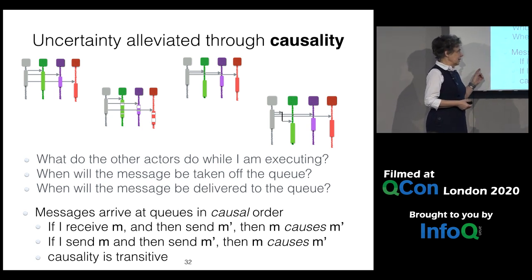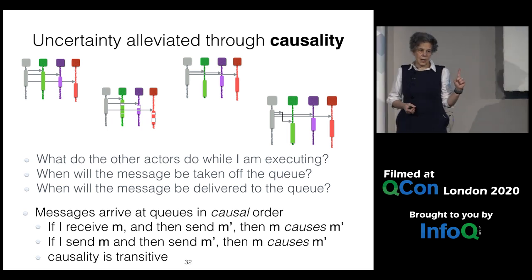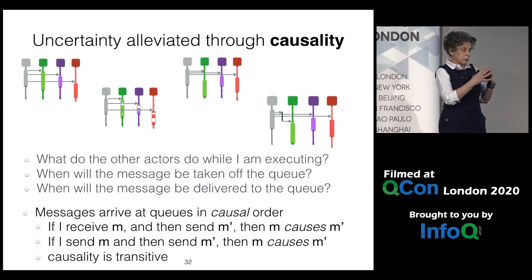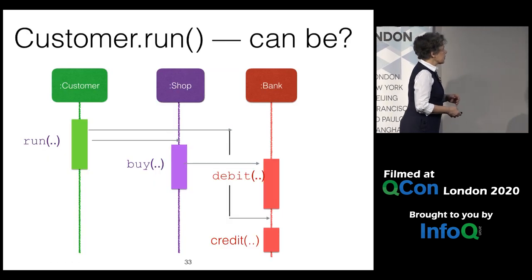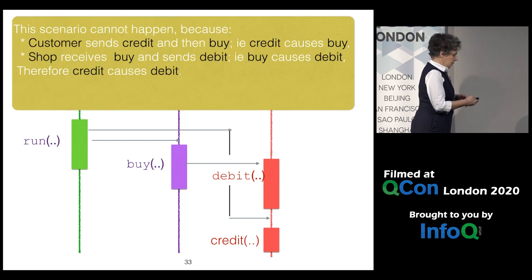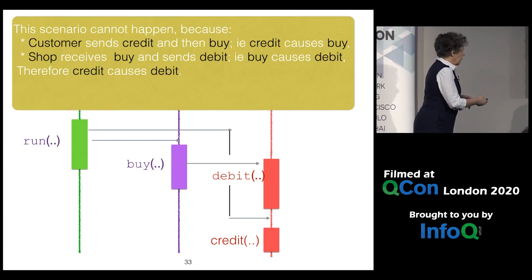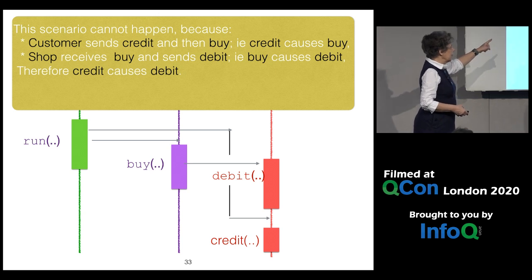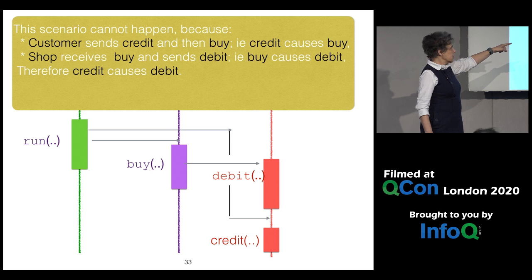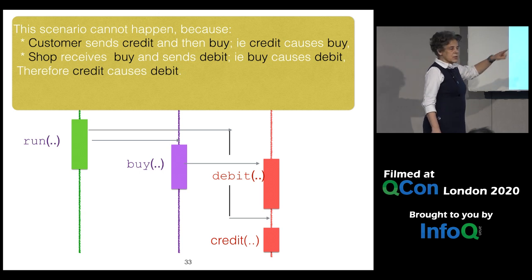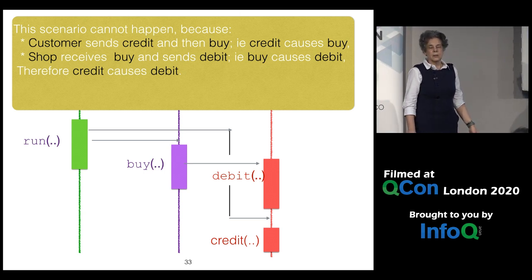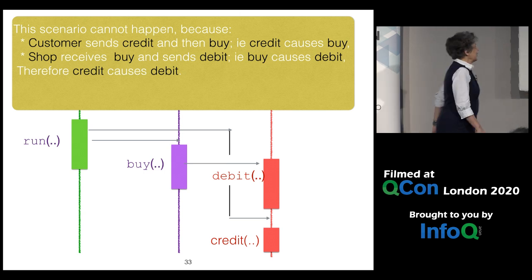And what we have as a guarantee is that messages arrive at one queue, at the same queue, in causal order, not across different queues, because that is too distributed and difficult, but at one queue they all arrive in causal order. So in particular, because the customer sends credit and then buy, credit causes buy. And because the shop receives buy and then sends debit, buy causes debit. Therefore, credit causes debit, and therefore it arrives first. No worries there.